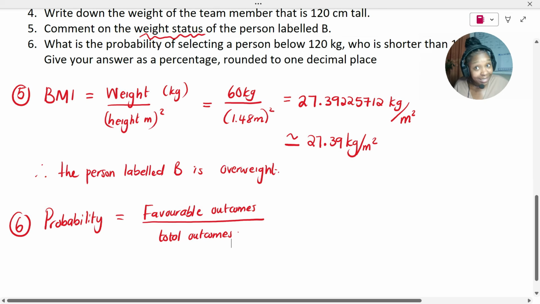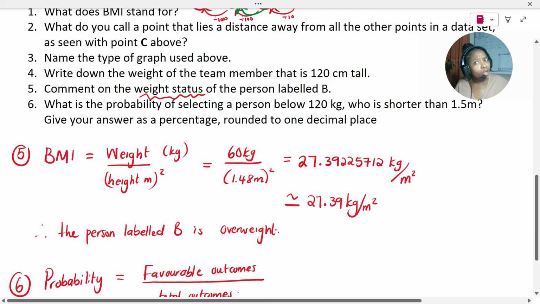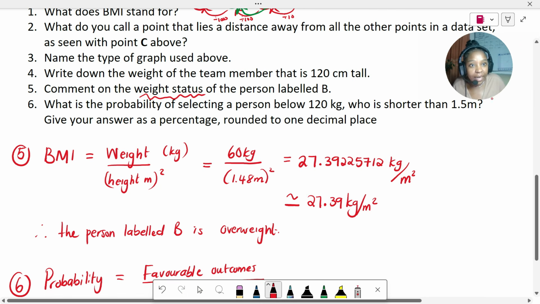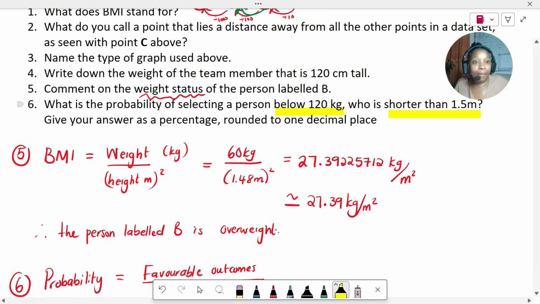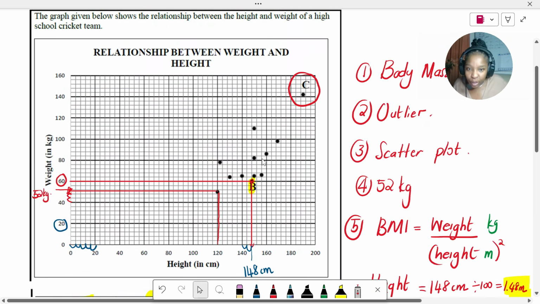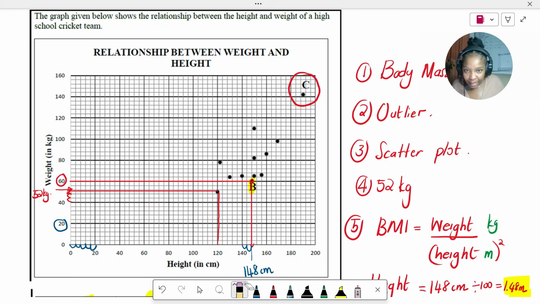In this case, what's going to help us determine the outcomes that we want? It's this statement that is given to us here: what is the probability of selecting a person below 120 kg and who is shorter than 1.5 meters? So what's happening here? We want to select a person. So I'm going to just remove this. I think we're done here.